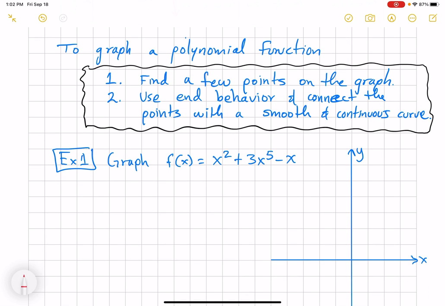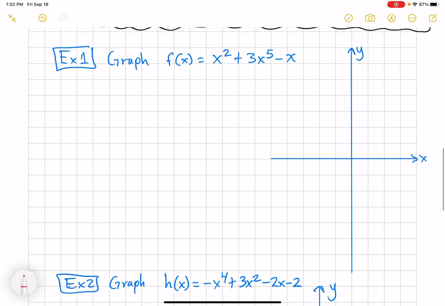So to graph a polynomial function, we're going to follow two easy steps. We're going to find a few points on the graph, like we did in the last lesson, and then we're going to use end behavior to connect the points with a smooth and continuous curve. So let's take a look at example 1 right here. The first thing we have to do is find a few points on the graph. Let's go ahead and start by writing this function in standard form.